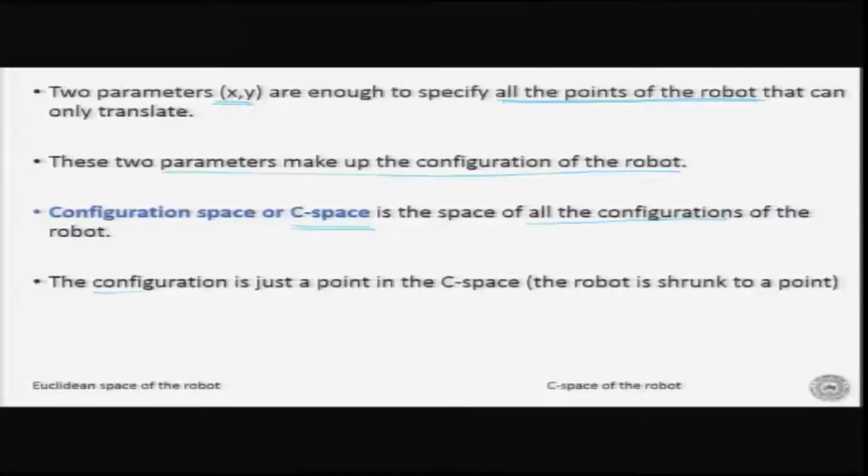Now, in configuration space, this robot is just a point. Now, why is it just a point? Because it only has coordinates x and y. So, it is a point. Which means the robot has shrunk to a point now, in this space.